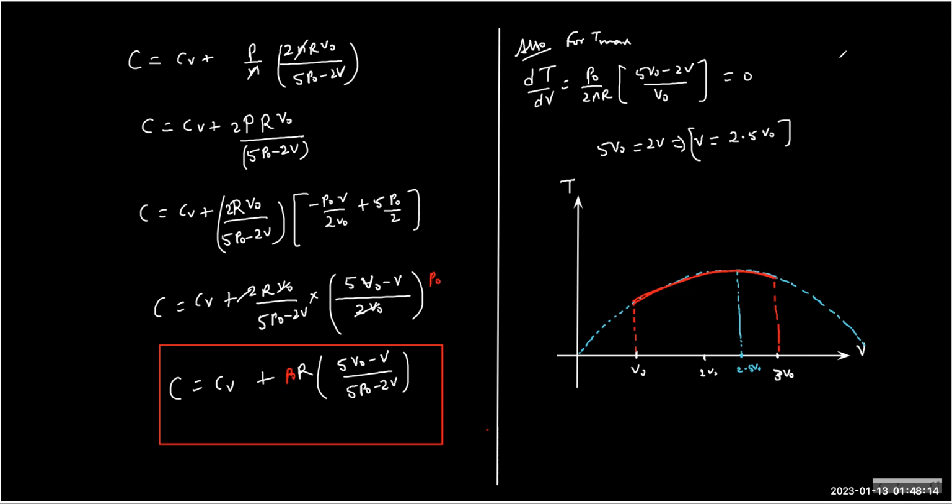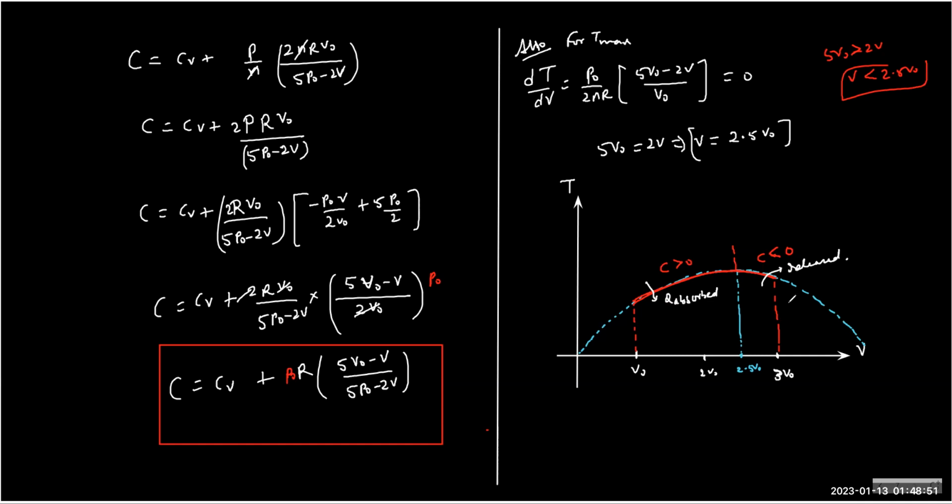This term is positive only when 5 V naught is less than, I'm sorry, more than 2V, right? Which simply means before this value, C is positive. Beyond this value, C is negative. So here, up to this point, heat will be absorbed. But here, released.